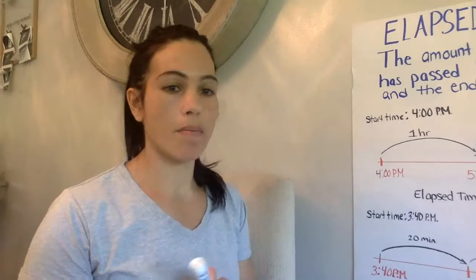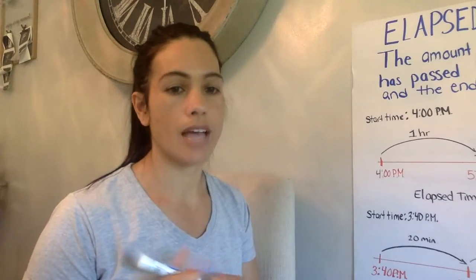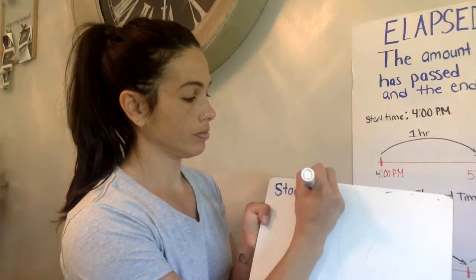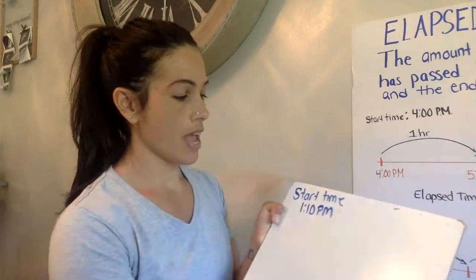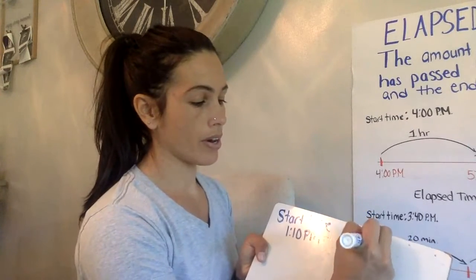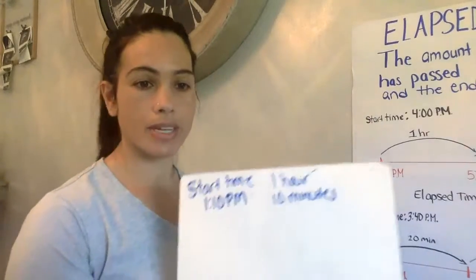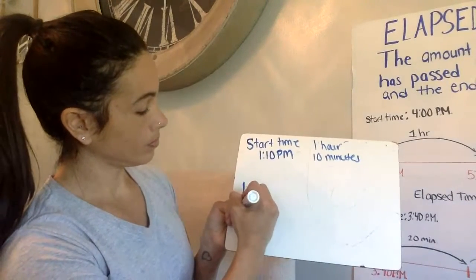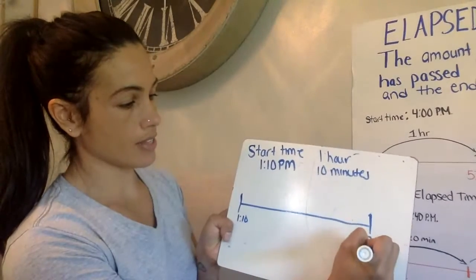So let's say I read a book. I started reading the book at 1:10 p.m., okay? And it took me an hour and 10 minutes to read. So 1 hour and 10 minutes. What time did I finish reading my book? So remember, our start time is 1:10. And we're trying to figure out that end time.